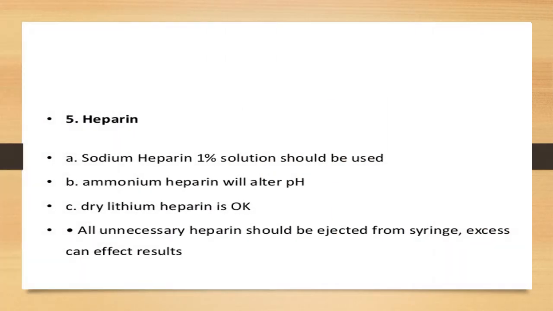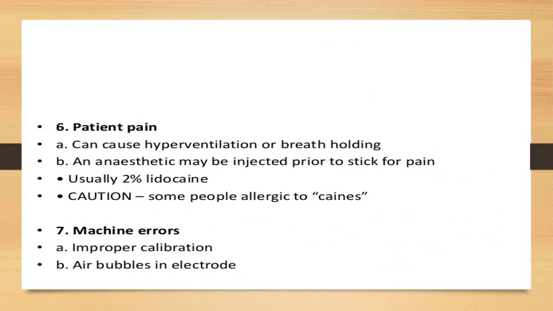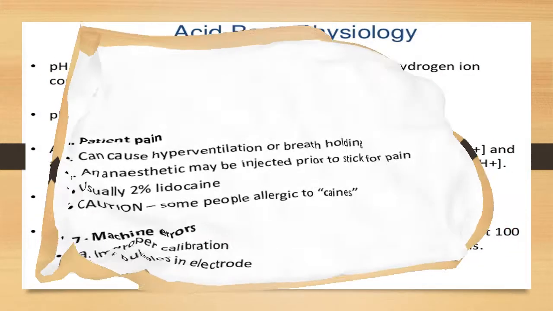Heparin: sodium heparin 1% solution should be used. Ammonia heparin will alter pH. Dry lithium heparin is okay. All unnecessary heparin should be ejected from the syringe. Excess can affect results. Patient pain can cause hyperventilation or breath holding. An anesthetic, usually 2% lidocaine, may be injected prior to the stick for pain. Caution, some people are allergic to caines. Machine errors: improper calibration, air bubbles in the electrode.